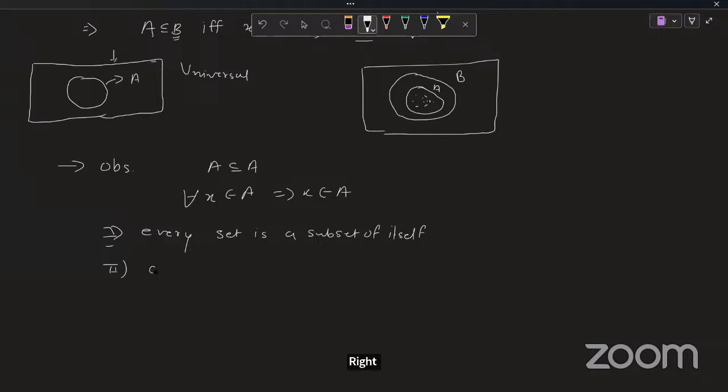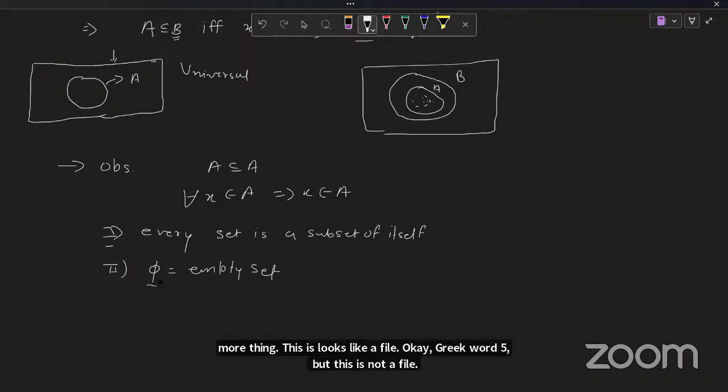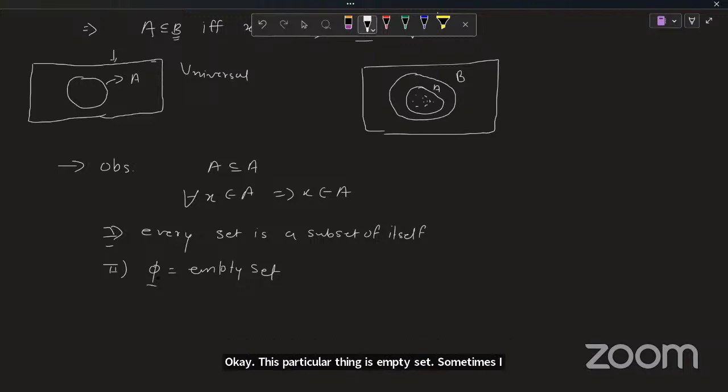Second thing that you can observe is phi, which is known as the empty set. This looks like a phi, the Greek letter phi, but this is not a phi. This particular thing is the empty set. Sometimes I used to call it phi, but it is incorrect. Phi is a different thing. This is an empty set only. So this is also a subset of A because there is nothing inside this set. Nothing is there. That is why it is empty.